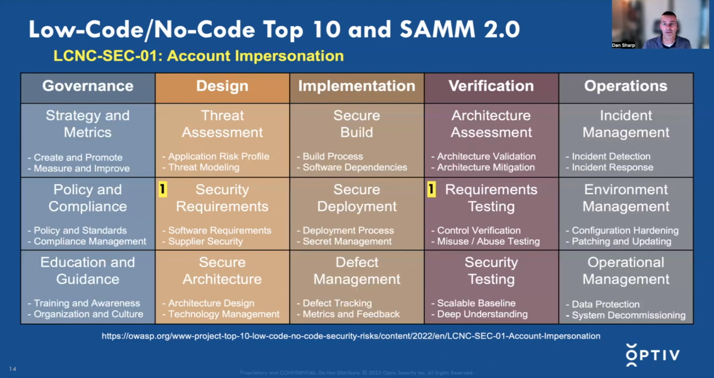In control verification, this defines practices of testing of those security controls and the security requirements that were defined in the design phase. And then within the operations side, data protection, there are recommendations on data protections and requirements. So kind of quickly looking through the rest of the top 10, number 2 on the list is authorization misuse.